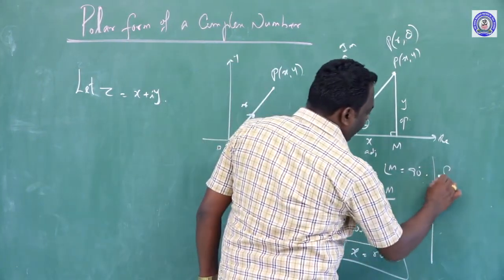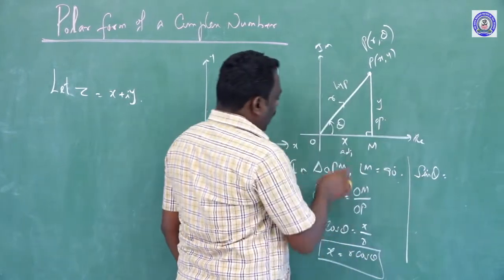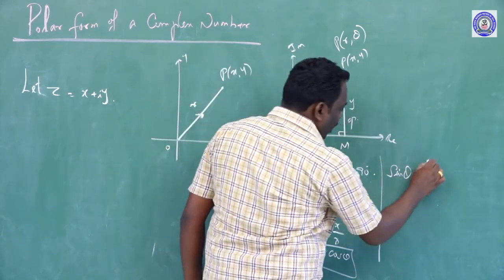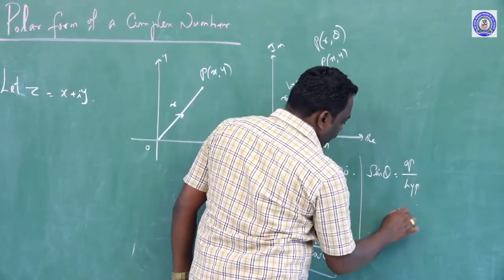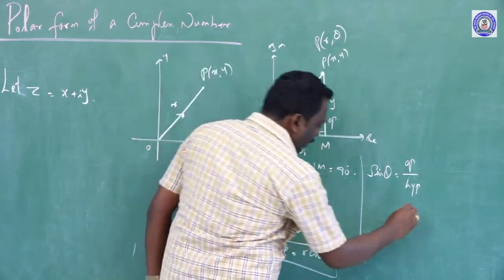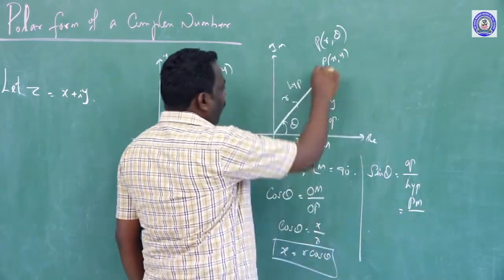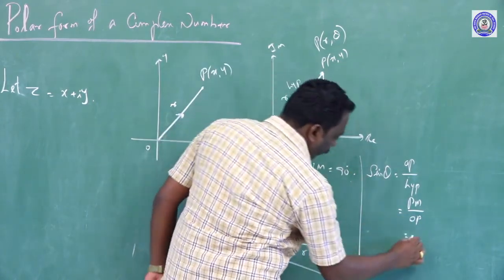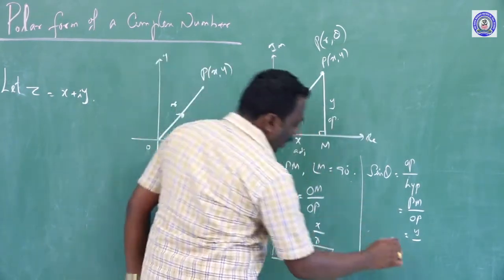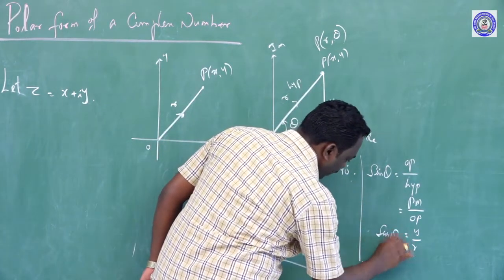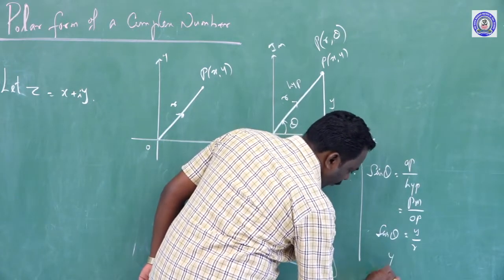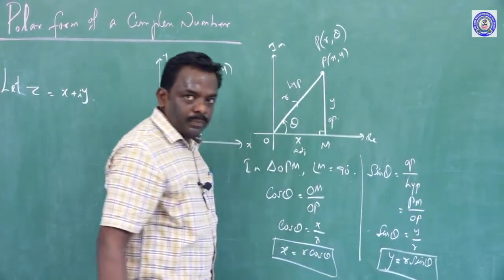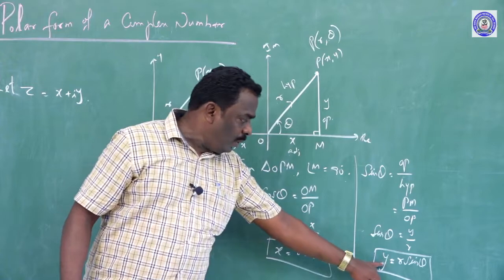Now, similarly, applying sin theta, the opposite side is this one. Therefore, sin theta is the opposite divided by the hypotenuse. That is the opposite, PM, by the hypotenuse OP. PM defined by what? It is y. Y by OP, which is r. Therefore, it is equal to sin theta. Just transfer the r. Therefore, y is equal to r into sin theta. The x value is equal to r cos theta, y is equal to r sin theta.